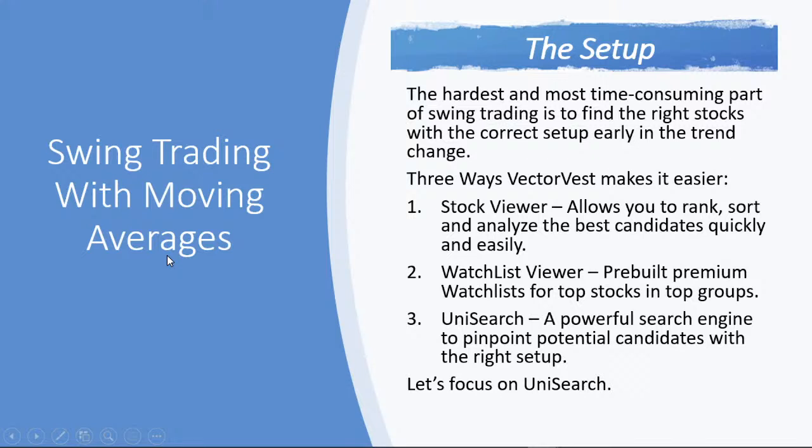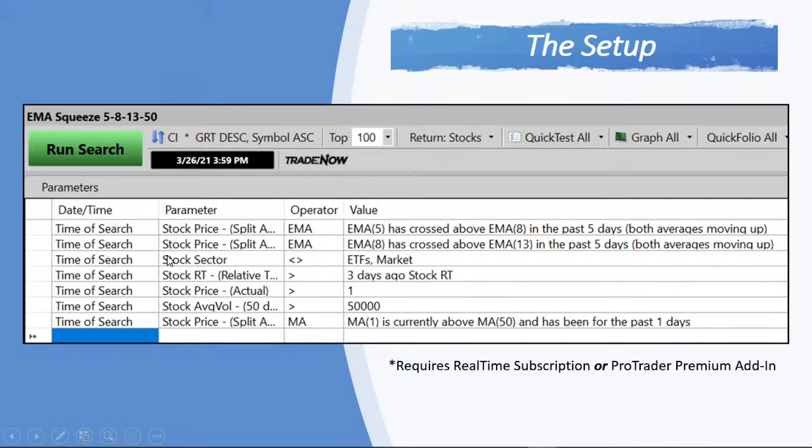My preferred method, though, is to use the Unisearch tool. The Unisearch tool is a powerful search engine to pinpoint potential candidates with the right setup. So we're going to focus on the Unisearch tool, okay? And you guys are going to get these slides. I'm going to put them into the GoToMeeting control panel here in a moment. But here are the search parameters.